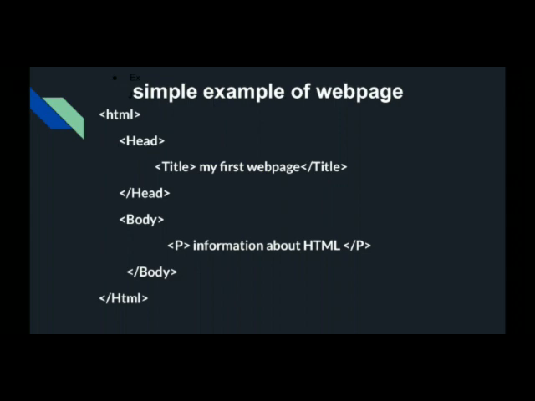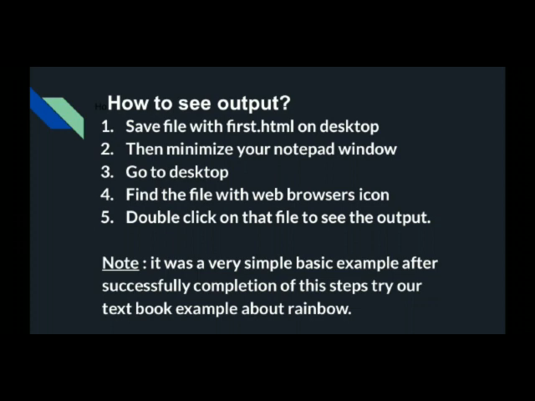So this is the simple example of a web page, and as content only one line will come, that is "information about HTML". Now the next step is how to save this file and how to see the output in a browser. So let's see the steps here. Save the file as first.html on the desktop. Then minimize your Notepad window and go to the desktop where your file is saved. Find the file with the web browser icon. Double click on that file to see the output.